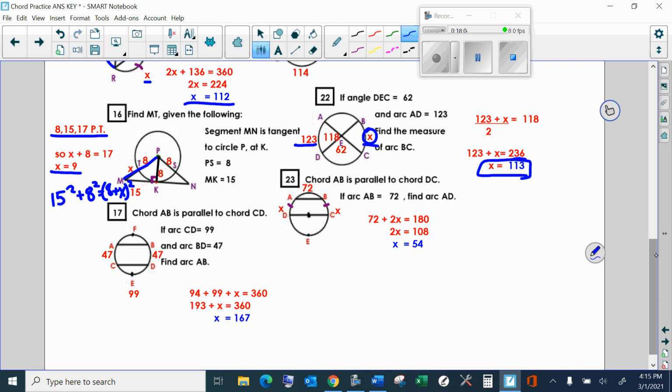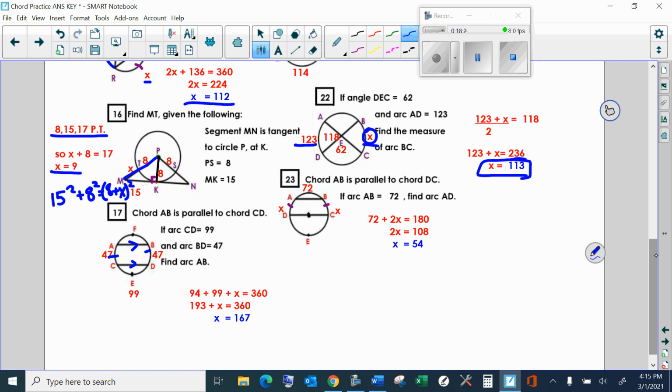17, chord AB is parallel to chord CD. And write my parallel symbols on there. That means these inside arcs have to be the exact same. It says if arc CD is 99 and arc BD is 47, well, it puts the other one at 47. Find the arc of AB.